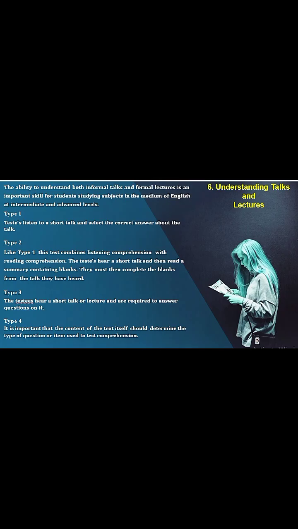We go to the last scope of this test, number 6, understanding talks and lectures. There are also 4 types of this test. Type 1, testees listen to a short talk and select the correct answer. Type 2, we can see in this slide. Type 3 and type 4, which test the ability to understand both informal talks and formal lectures, is an important skill for students studying subjects in the medium of English at intermediate and advanced levels.